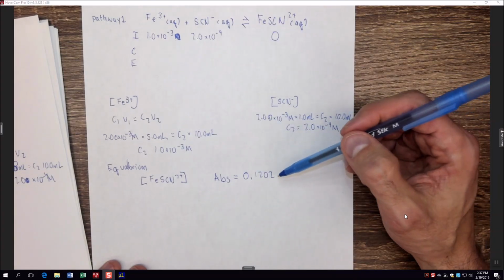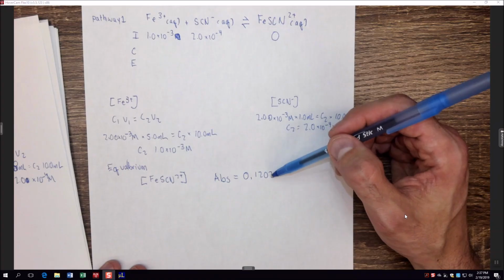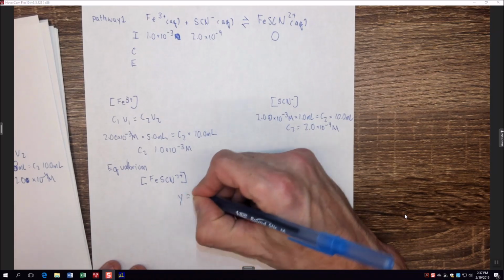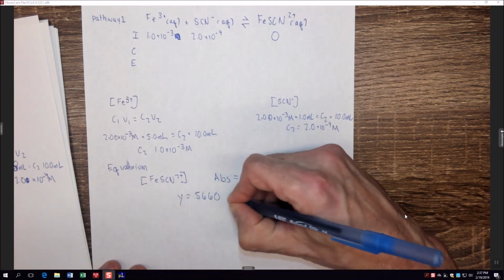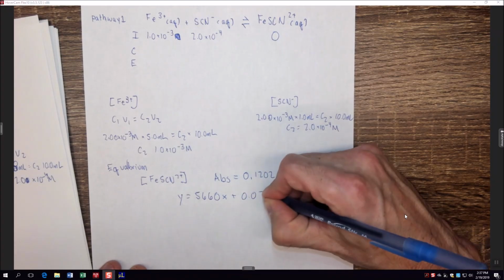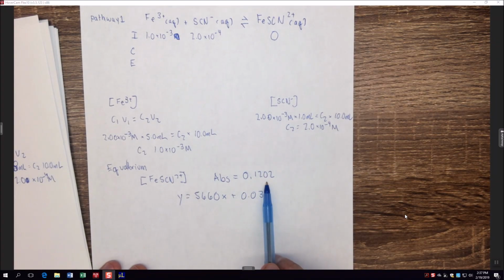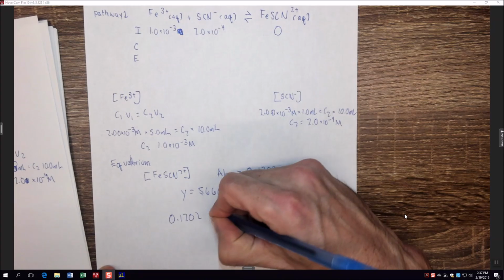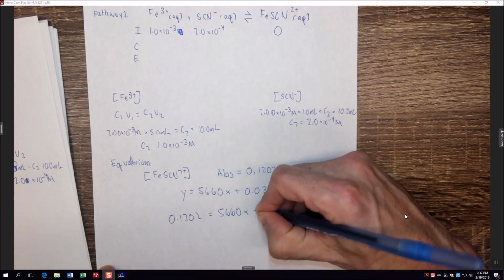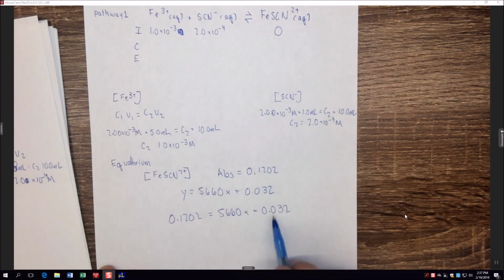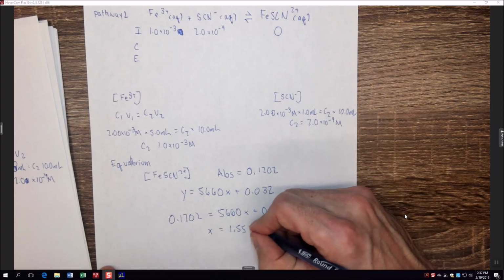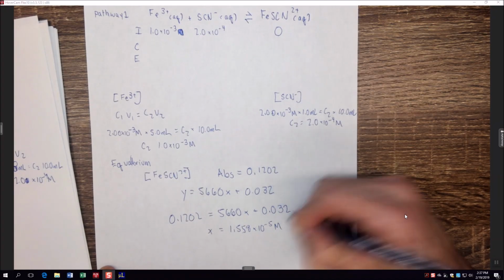And in the first part, we're going to use the calibration curve that we generated in order to determine the concentration of this absorbance. And the calibration curve had an equation, y equals 5660x plus 0.032. Well, absorbance was on our y-axis, so it's a y value, so we plug in 0.1202 equals 5660x plus 0.032. Subtract 0.032 from this, and then divide by 5660, and we find that x equals 1.558 times 10 to the minus 5 molar.